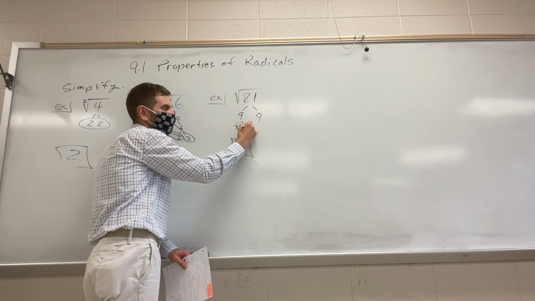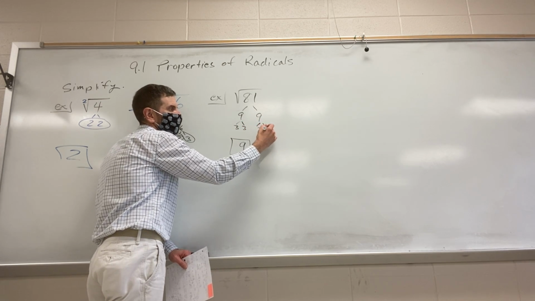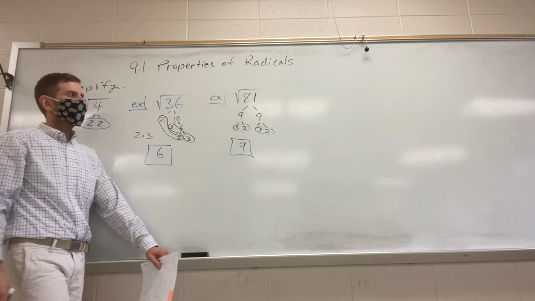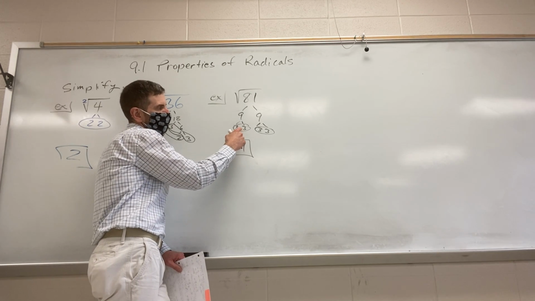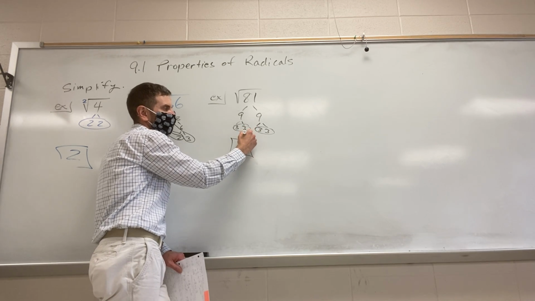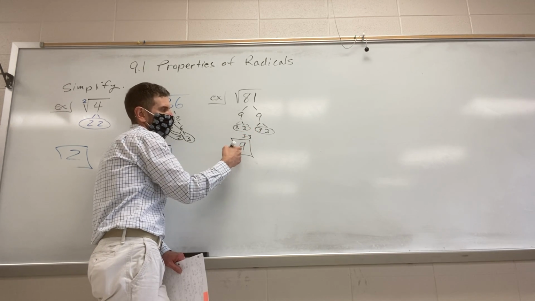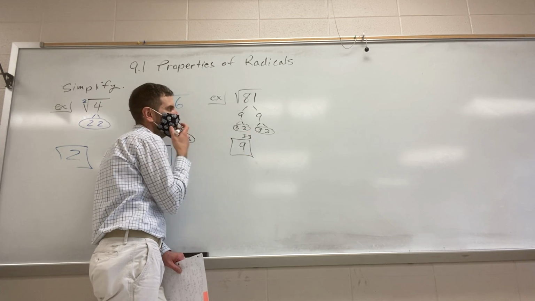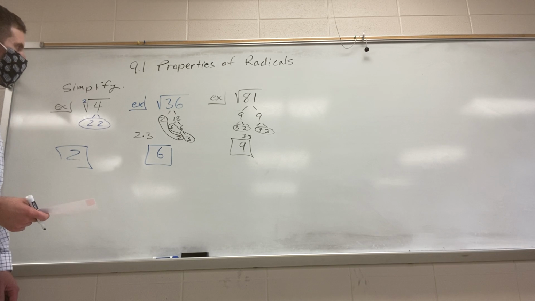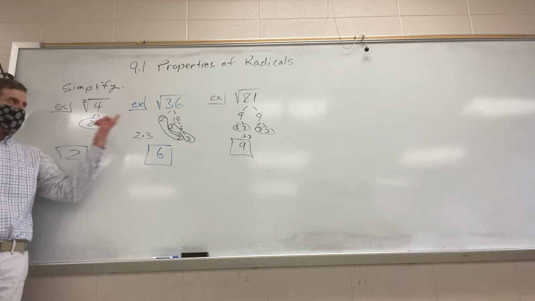You might break this thing down. Then, because you have 4 of them, a 3 comes out, and what would they do? Multiply together to make a 9. Okay, well, so these are all perfect squares.